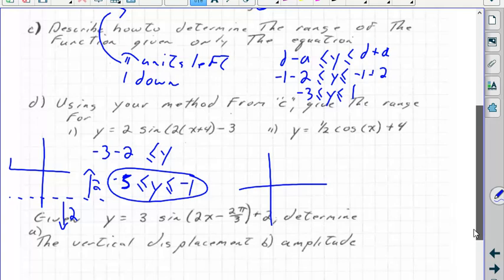This one here, we have a vertical displacement at 4. We're going down a half, our amplitude, and we're going up a half from that point. So my range is 4 minus a half, is 3.5, my minimum value, and 4.5 is my maximum value.